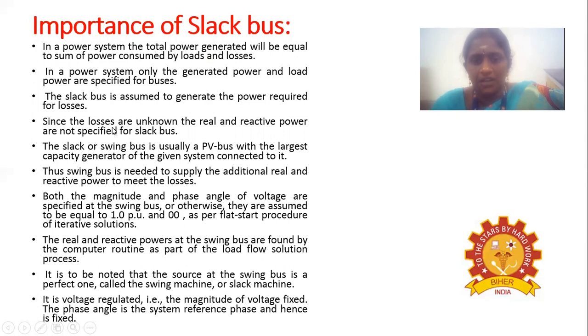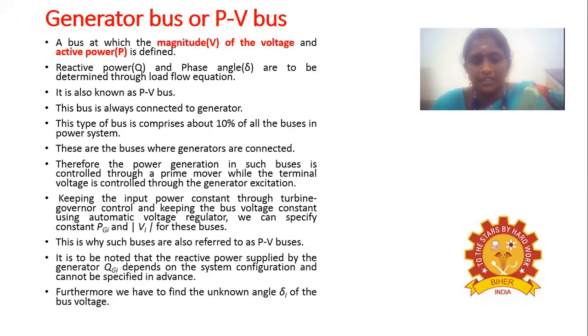So to find out the losses, we have to assume any one of the generator buses as a slack bus. Usually the largest capacity generator bus is taken as the slack bus. The swing bus or slack bus is needed to supply the additional real and reactive power to meet the losses. Usually in the slack bus, the voltage magnitude will be equal to 1 and phase angle will be equal to 0 degree. The real and reactive power at the swing bus are found by using the load flow analysis method.